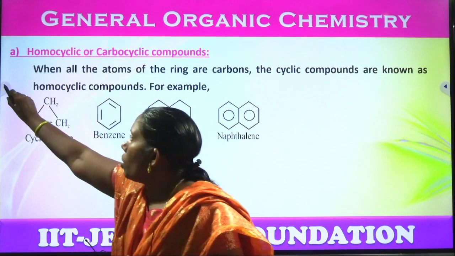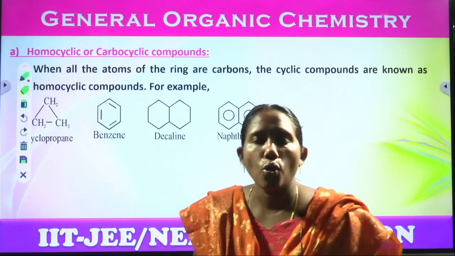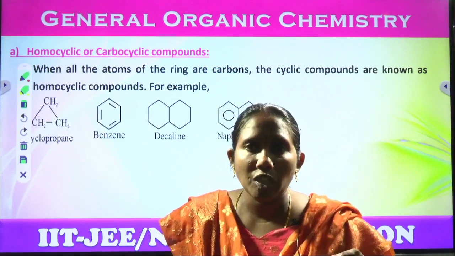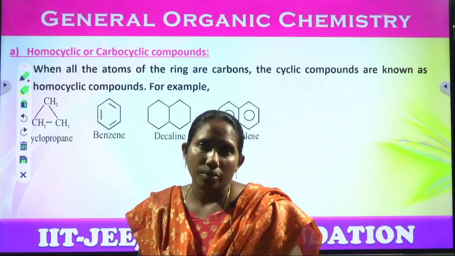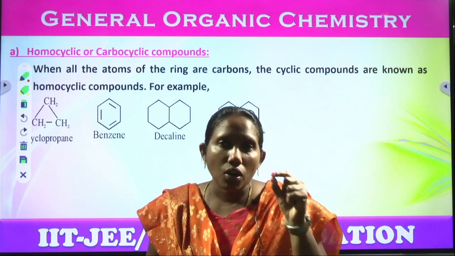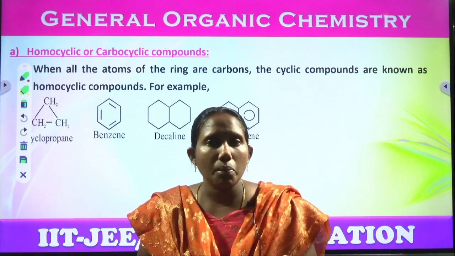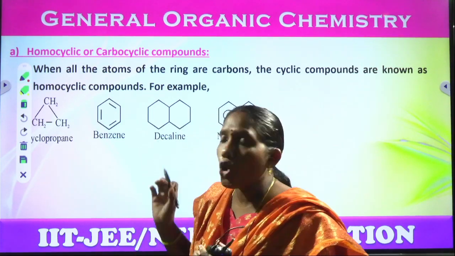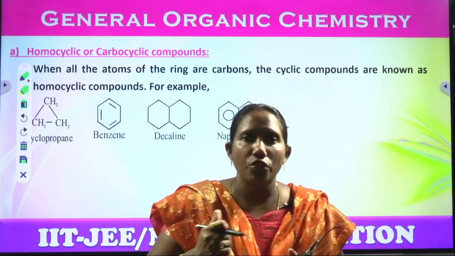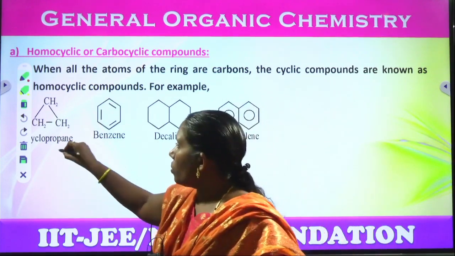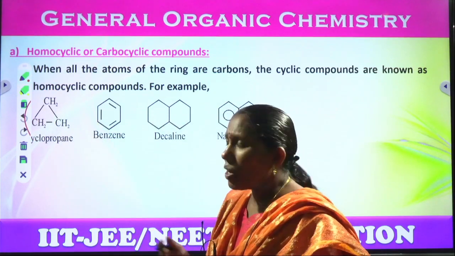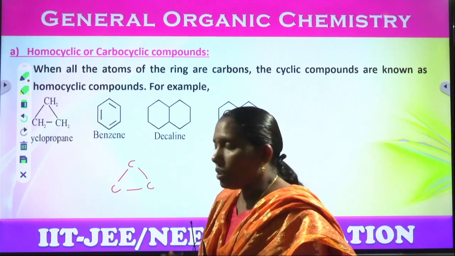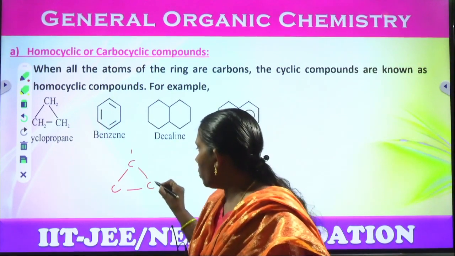See here. Homocyclic, already we said homo means only the carbon chain will be present, no other atom will be present, carbon and hydrogen, right? The chain will be the carbon chain and hydrogens will be attached to the carbon. Got it? So those are said to be homocyclic, same type of chain. So this is called cyclopropane. What does cyclopropane mean? 3 carbon chain.